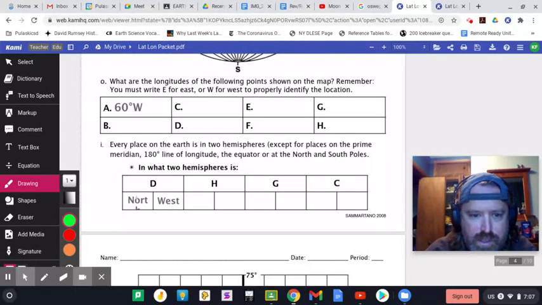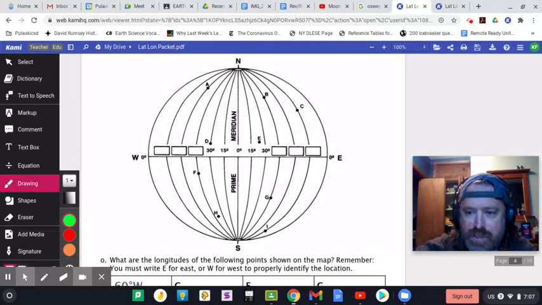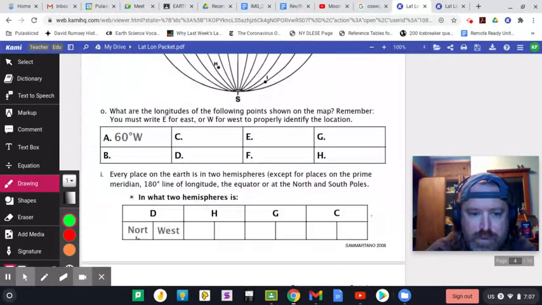This one's cool. This is in what hemispheres. So like D is in the northern and the western hemisphere. We split the Earth into northern hemisphere, southern hemisphere over here, and then eastern, western over here, right? So tell me which is which. D is in the north and in the west. Do that for the others.